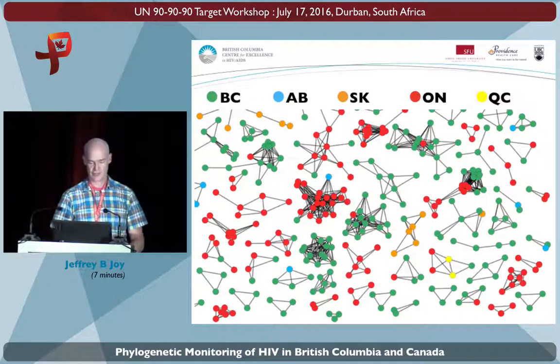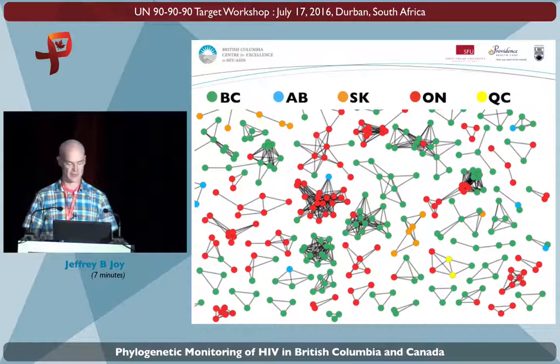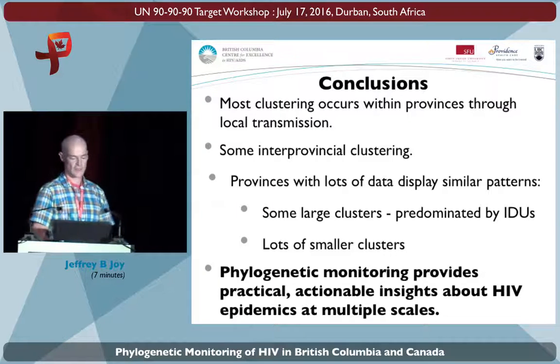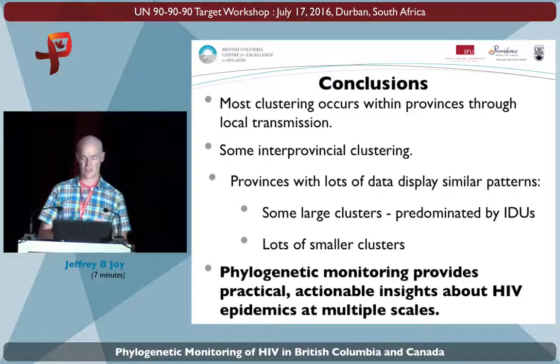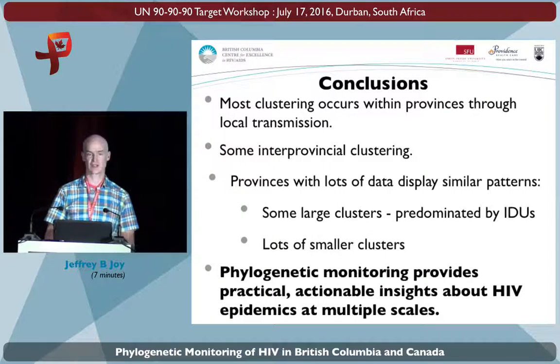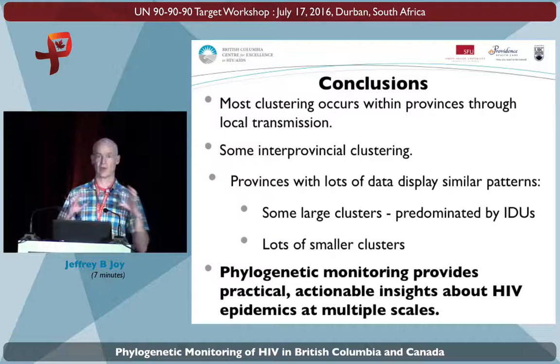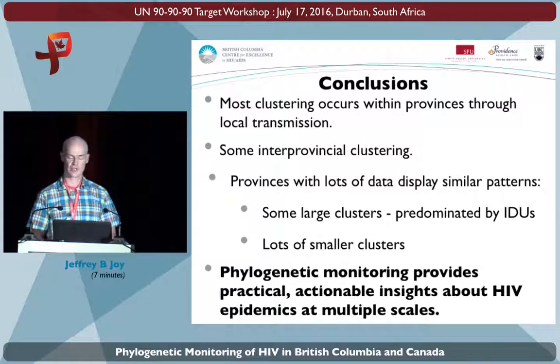If we look a little more closely, we can see that yes, most of the clusters are very province-specific, but there is a little bit of mixing between the provinces. So the conclusions are that most of the clustering occurs within provinces through local transmission, though there is some interprovincial clustering. Provinces with lots of data display these similar patterns where you have some large clusters that are predominantly IDU and lots of smaller clusters. And so the take home from all of this is that these phylogenetic monitoring tools provide practical, actionable insights about our HIV epidemic at multiple different scales that can allow us to do targeted interventions.